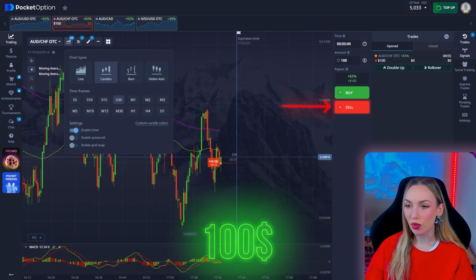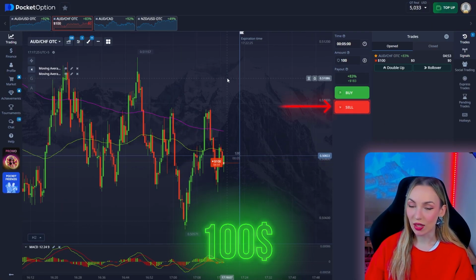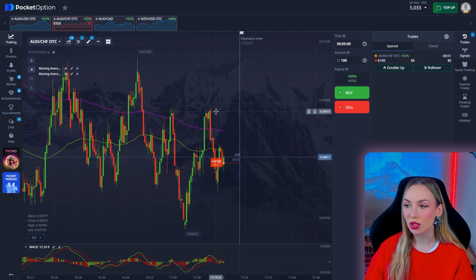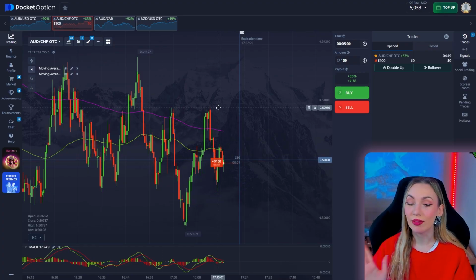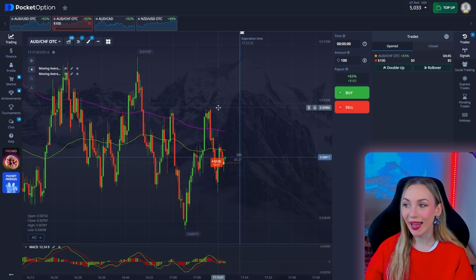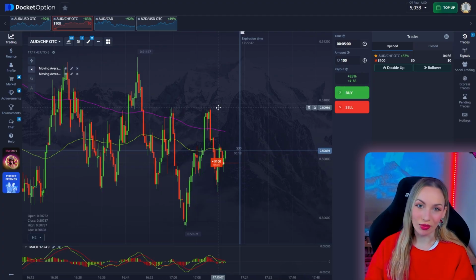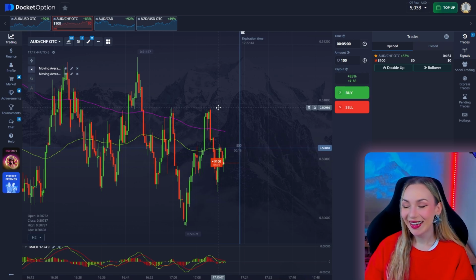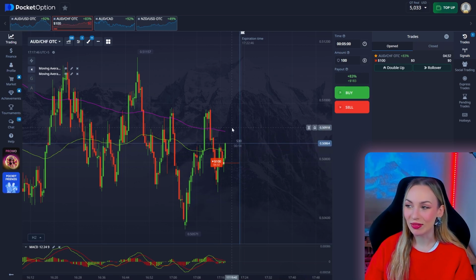Okay, I just opened one more trade again in the downward direction on AUD/CHF, $100, and again 5 minutes. You would say, Julia, what the hell? 5 minutes? You opened 2 trades and they almost were not profitable, but guys, they were profitable. So I continue operating with 5 minutes expiration time.